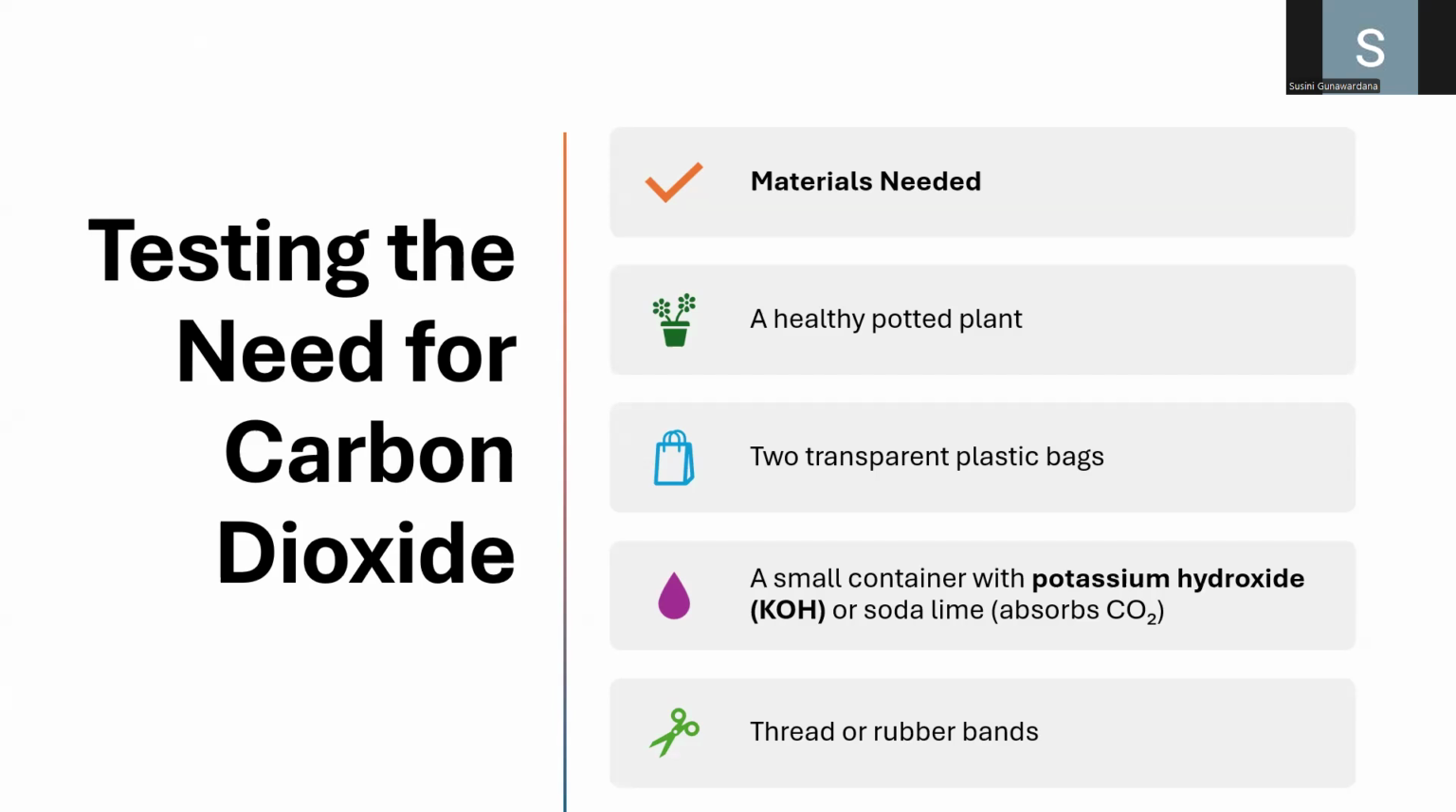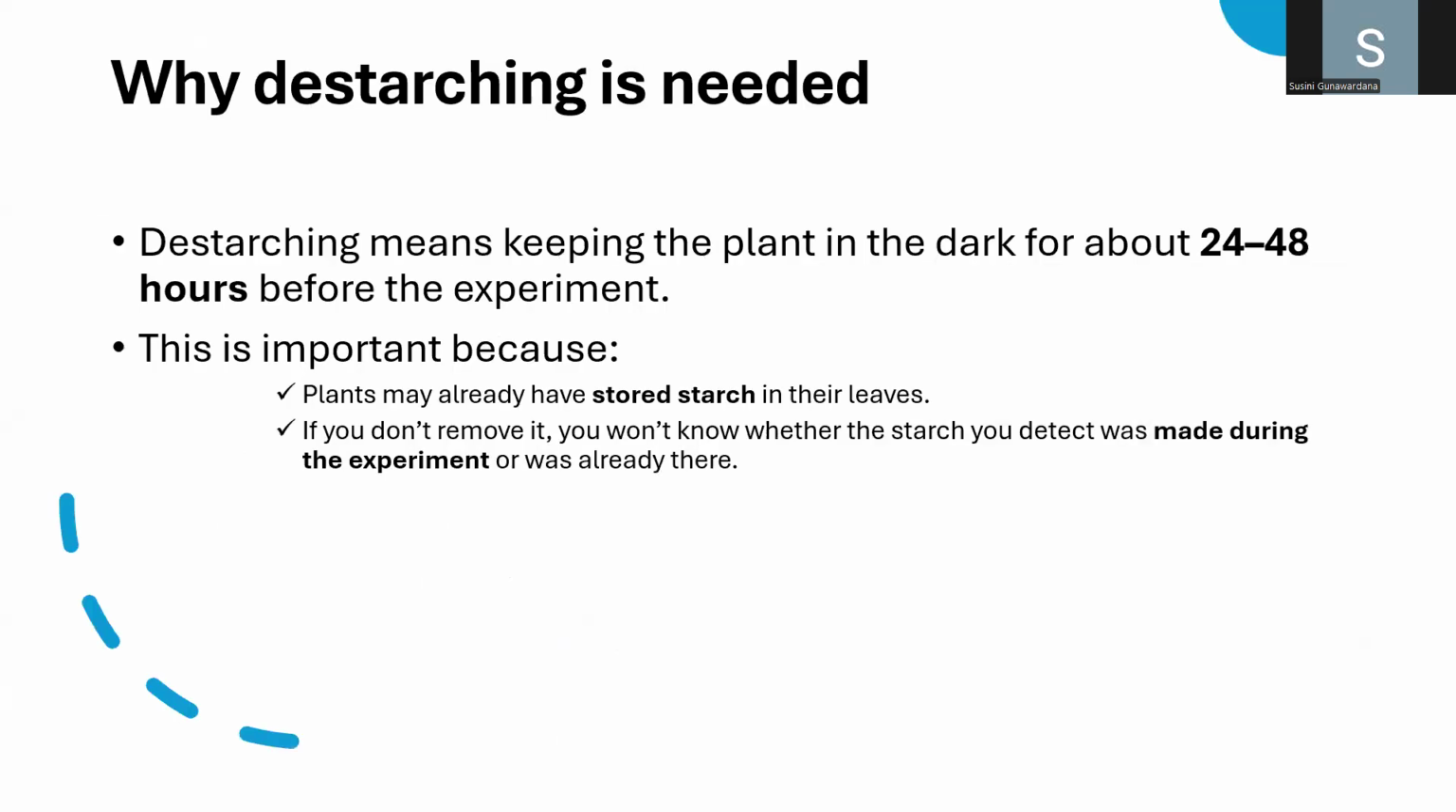Okay. Rather than that, we need rubber bands or threads. If you can remember the destarching process, that is the major step in this photosynthesis experiment. Destarching means we have to keep the plants in a dark place for around 24 to 48 hours, which means 1 to 2 days. This process is done to remove all the starch already stored inside the plant.